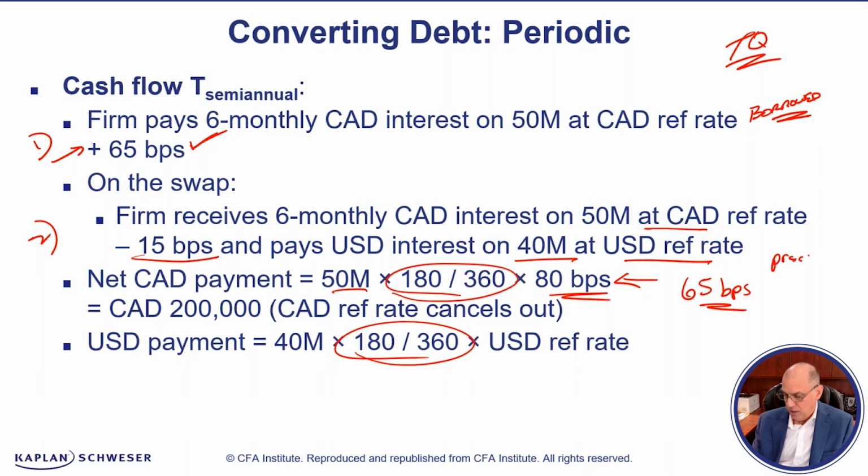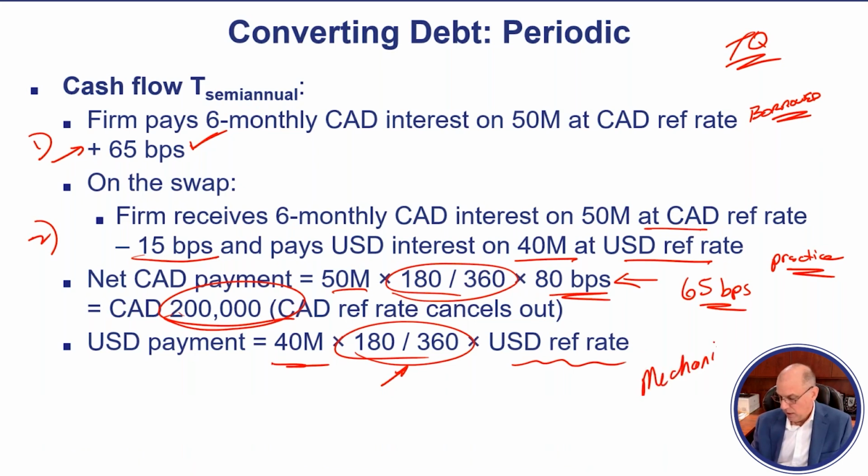How do you get good at this? It's all about practicing the questions and reviewing the concepts. So our net CAD payment is going to be 200,000, and we're going to make a US dollar payment, once again, on a 40 million notional principal times semi-annual, at the US reference rate, and we didn't provide that. So it's all about learning the mechanics, how this is working. Drawing diagrams is a really good way of understanding what's happening.